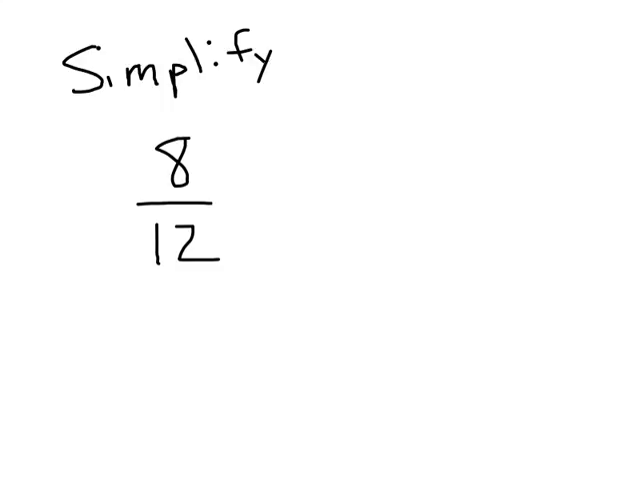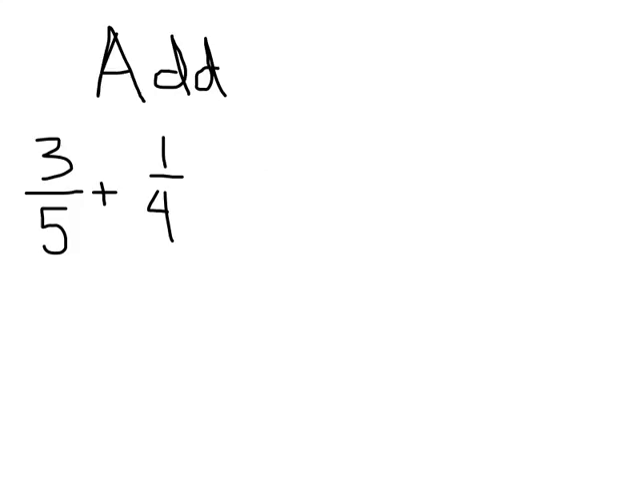First, simplify 8/12. Well, what's the largest number that goes into both 8 and 12? 4 is the largest number that goes into both. When I divide 8 and 12 by 4, what is my new fraction in simplest form? It's 2/3.